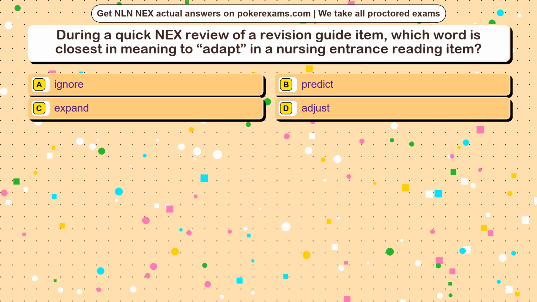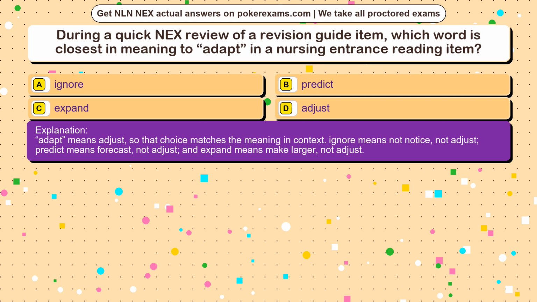The correct answer is option D. Adapt means adjust, so that choice matches the meaning in context. Ignore means not notice, not adjust. Predict means forecast, not adjust, and expand means make larger, not adjust.